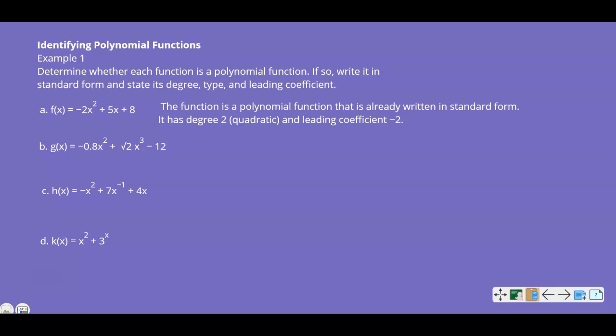All right, B part, negative 0.8x squared plus the square root of 2 x cubed minus 12. So B part is a polynomial function, but it's not in standard form. In standard form, it has to have your highest degree first. So the square root of 2 x cubed minus 0.8x squared minus 12 would put that in standard form. So that means it would be a cubic function of degree 3. Cubic means degree 3. And the leading coefficient would be the square root of 2. So let's put that down here.